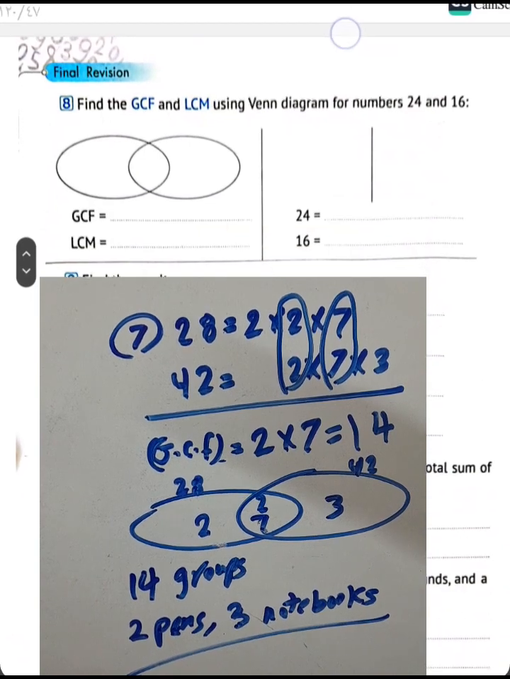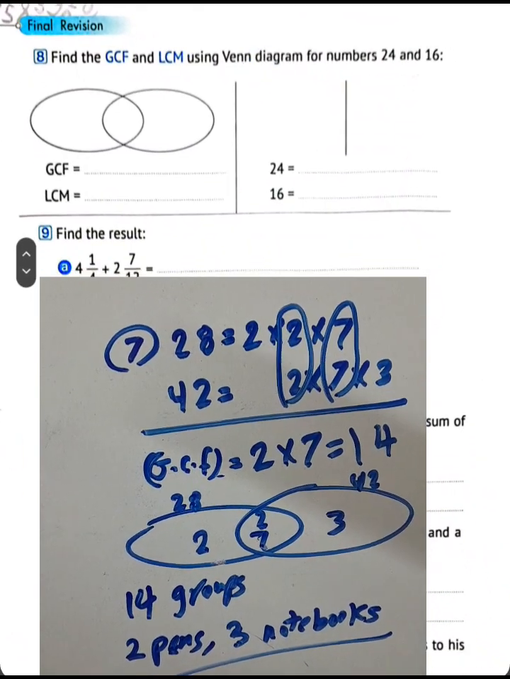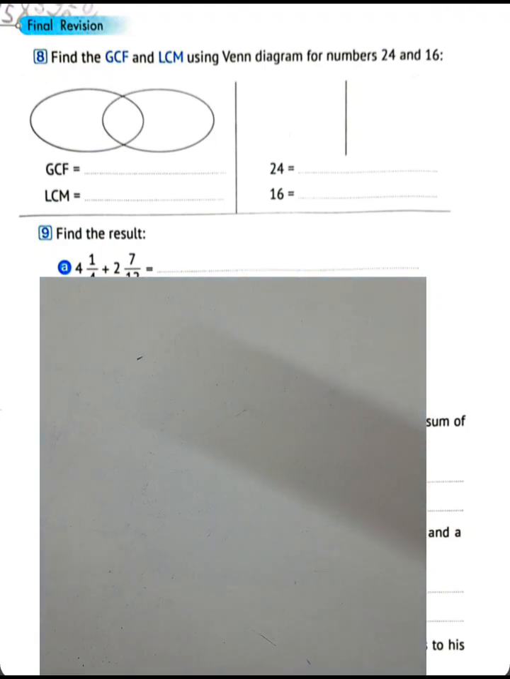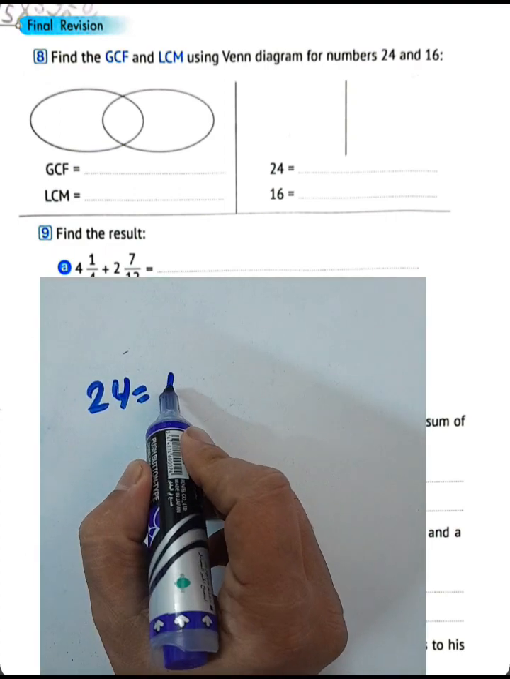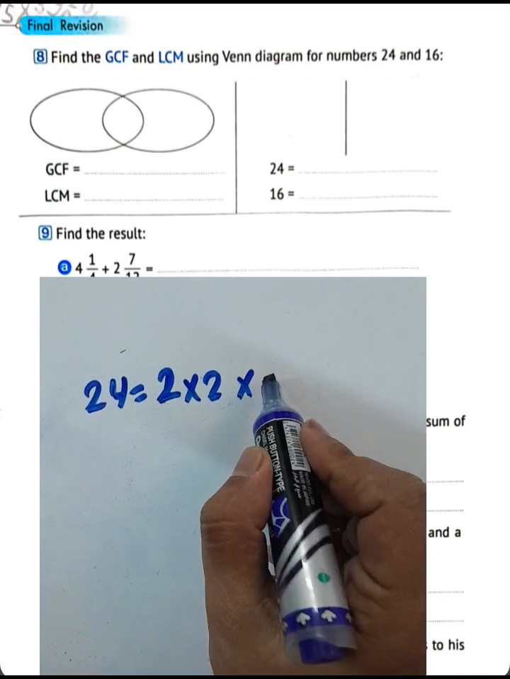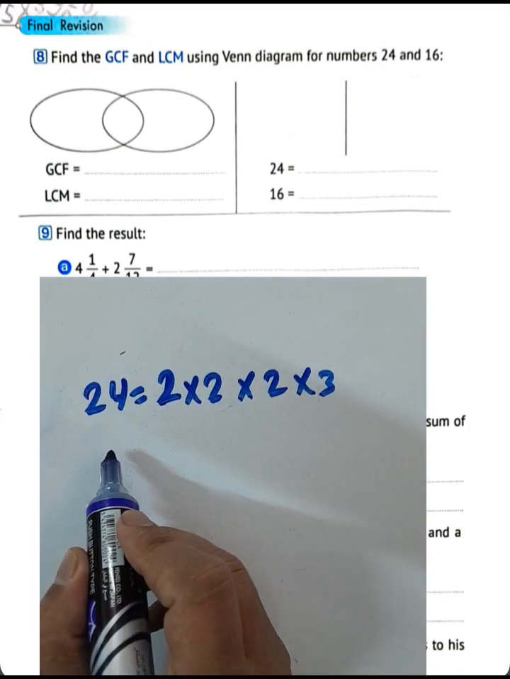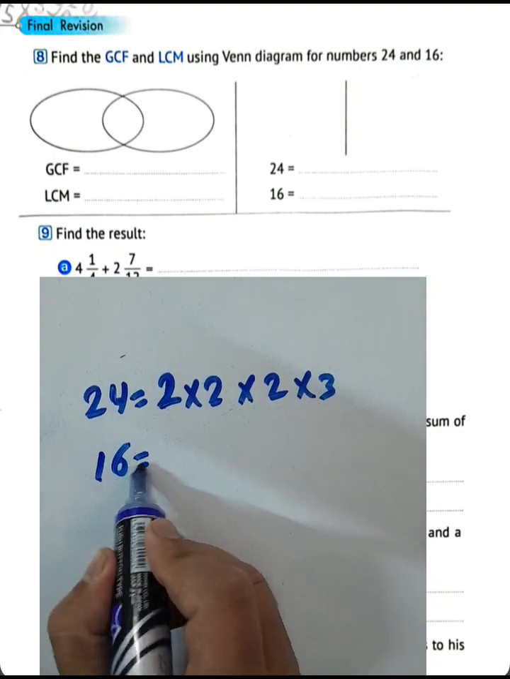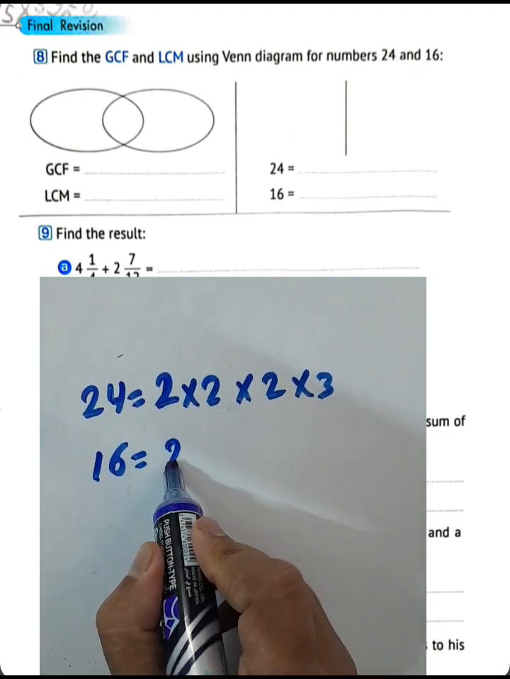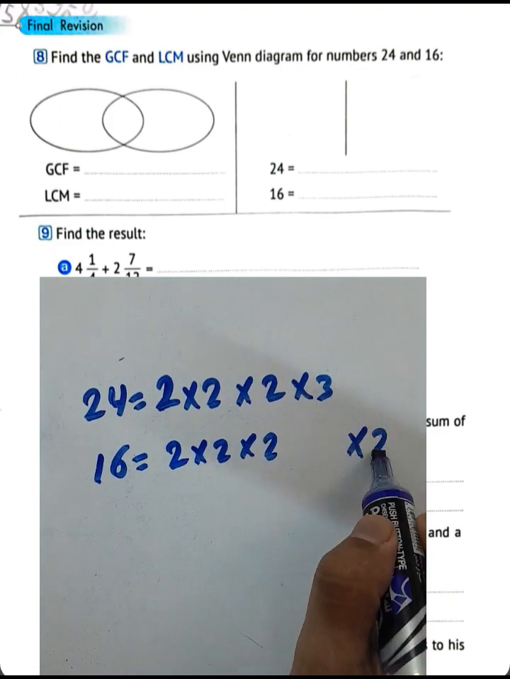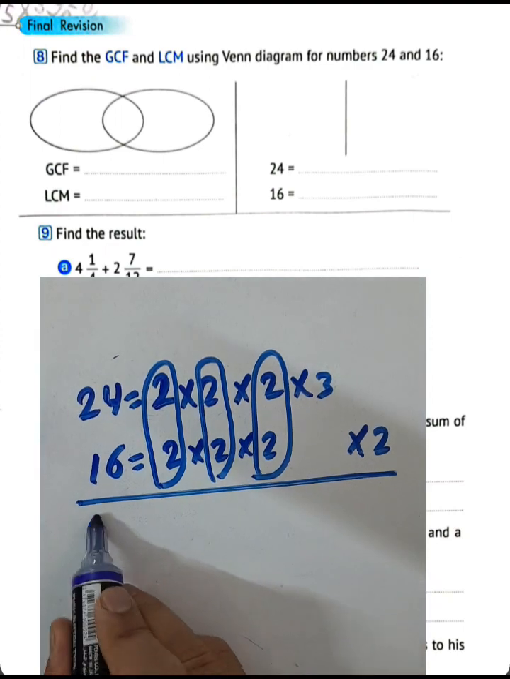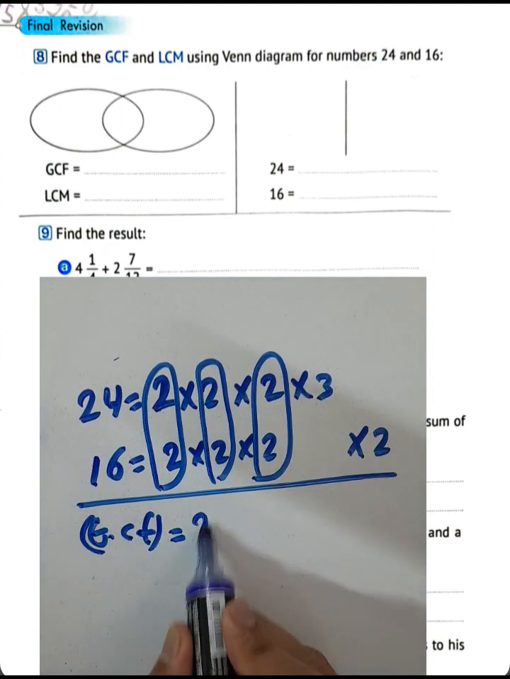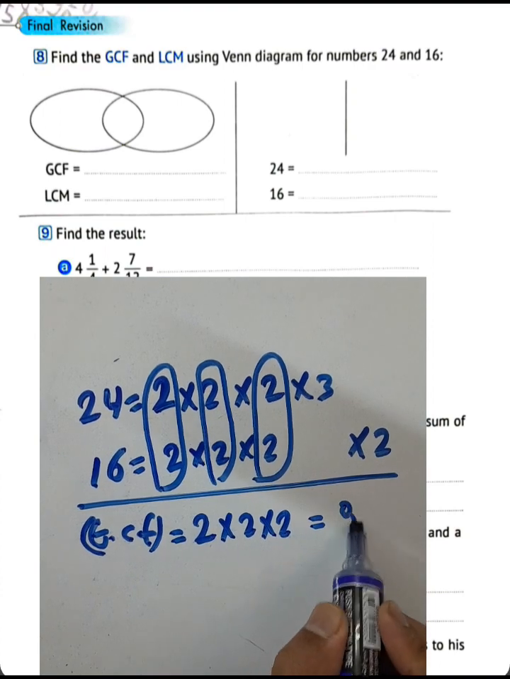Question number 8, find the greatest common factor and least common multiple by using a Venn diagram between two numbers, 24 and 16. Okay, we know 24 equals 4 times 6, and 4 equals 2 times 2 and 6 equals 2 times 3. And the next number here, 16 equals 8 times 2, 2 times 2 times 2 times 2 equals 16. And we will circle here the greatest common factor equals 2 times 2 times 2. The result will be equal to 8.